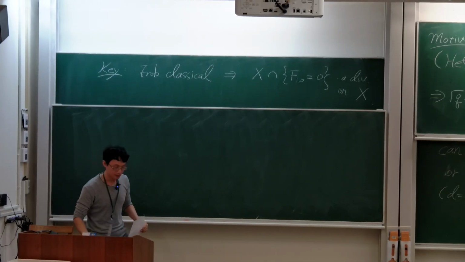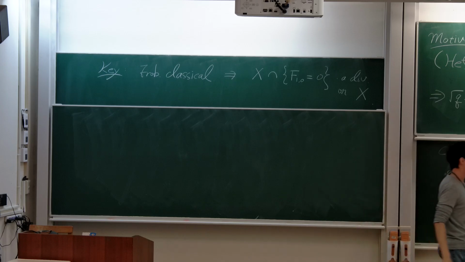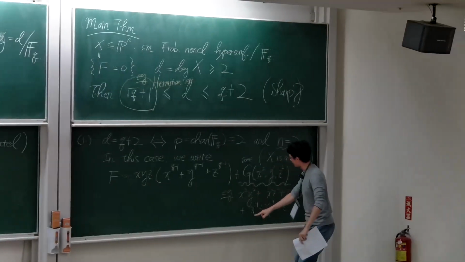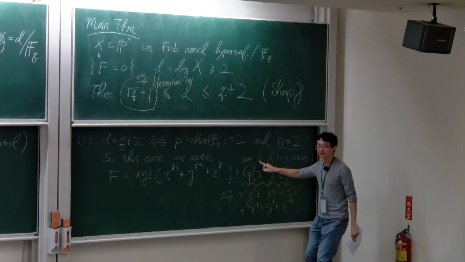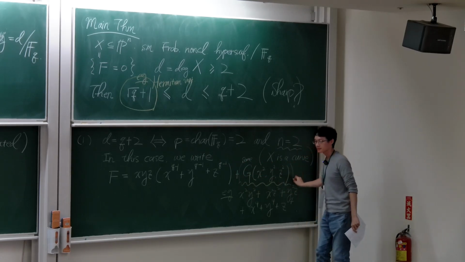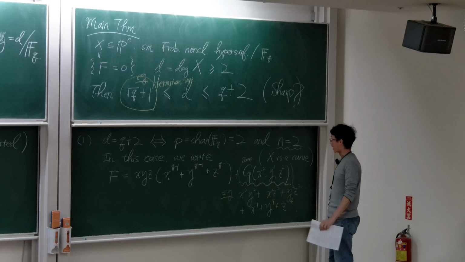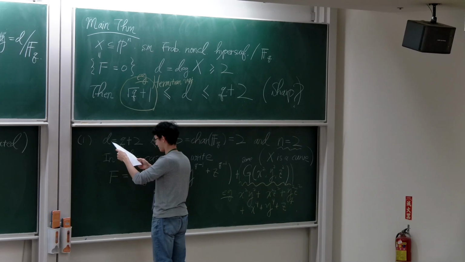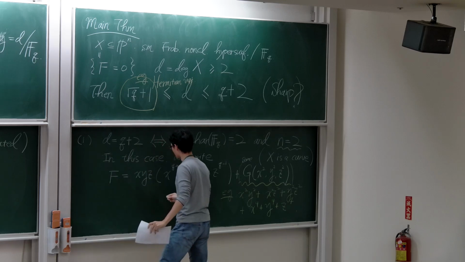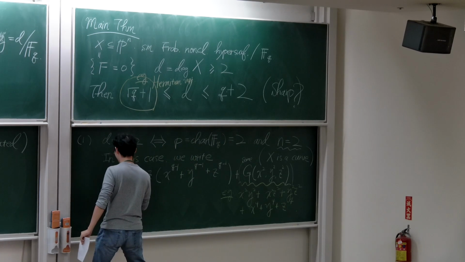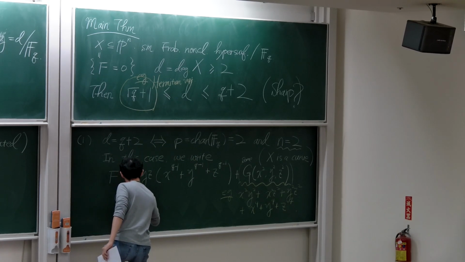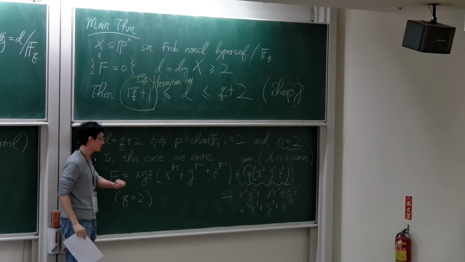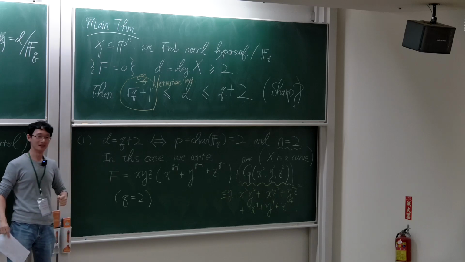Yes? EG means you put this here. Yeah. I'm very sorry. This is for q equals 2. Q equals 2. Yeah, in q equals 2, we have this kind of example.